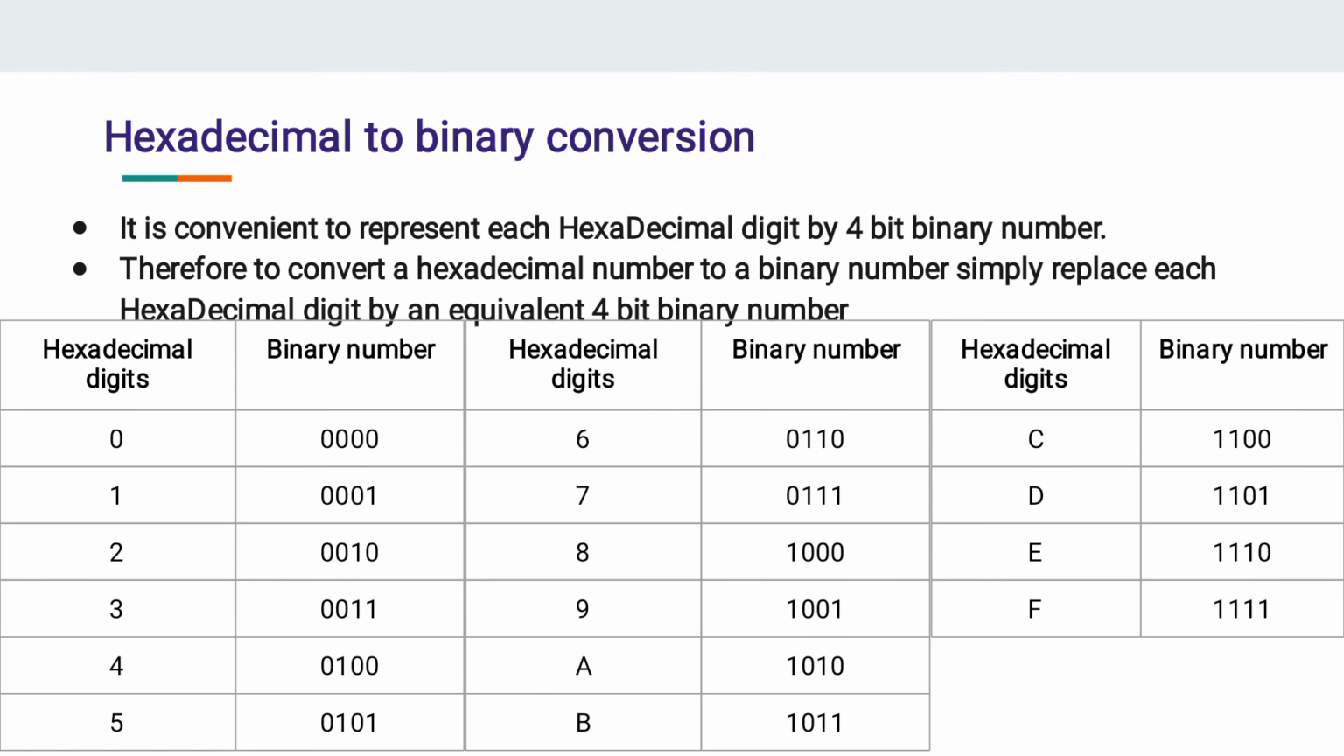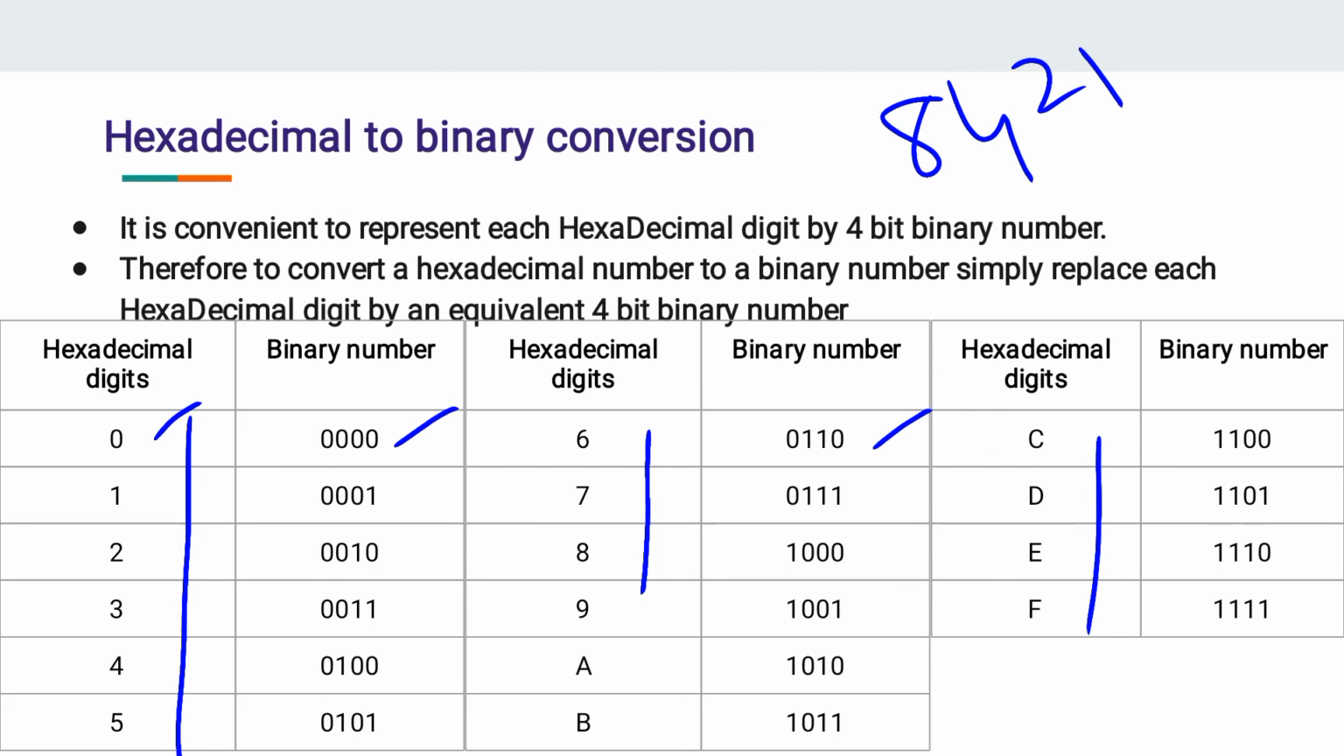So next is the hexadecimal to binary conversion. Here you have to consider a single digit to be converted to a 4-bit binary number. See here, a single digit is converted to a 4-bit binary number, starting from 0 to 15. You have to convert the individual hexadecimal digit to the 4-bit binary number, that is the 8421 format. So here you have to take 4 bits for the binary number representation.